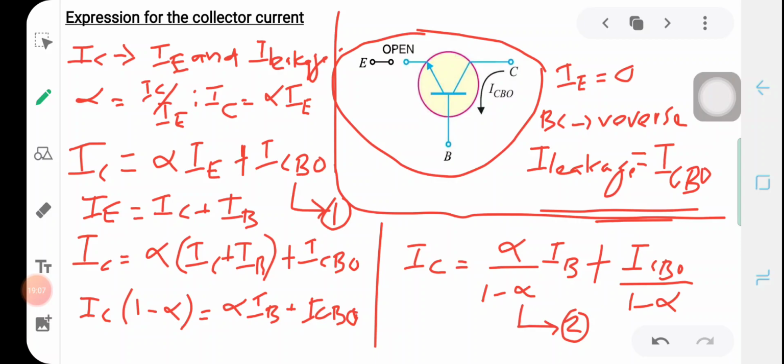Now we have to discuss the characteristics of a transistor in common base connection, which we will discuss in the next lecture.